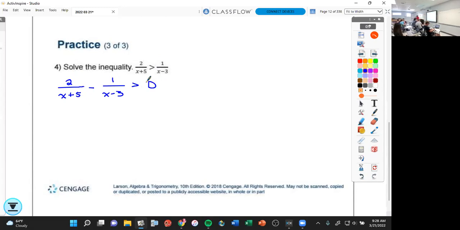And if you want, right now we're looking for those key numbers. We're wanting to know what the key numbers are. If you want to change this to an equal sign, that's fine. It doesn't matter right now. Just go back to the original problem when you're doing your test numbers, okay?